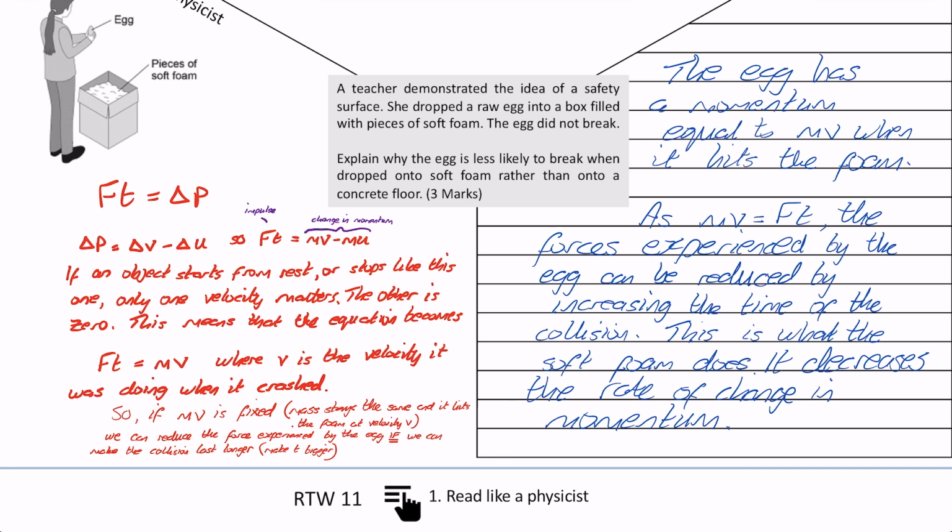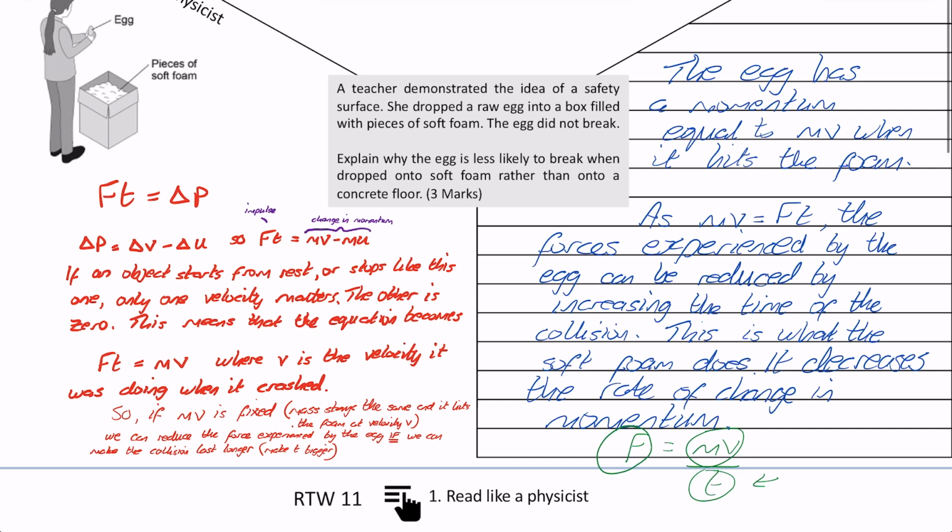Okay, so if I could actually rearrange it, I'll write on the screen. If I've got Ft equals mv, I've basically got F equals mv divided by t, and anything divided by time means rate of change in. So that's momentum divided by time, that's rate of change in momentum. So I can reduce the force by reducing the rate of change in momentum. So that's what I'm looking for.